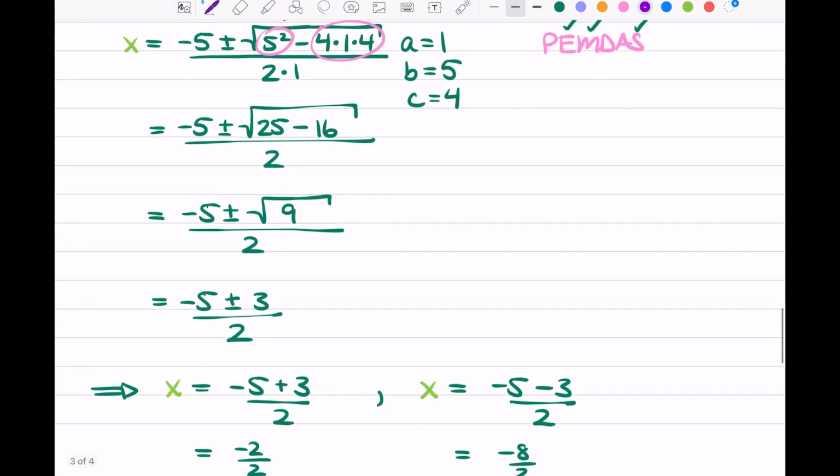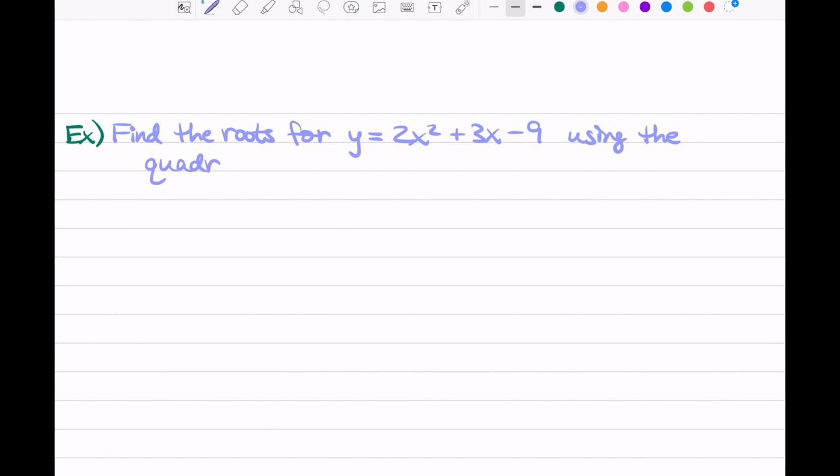Let's try one more example of the quadratic formula, just for practice. Find the roots for y equals 2x squared plus 3x minus 9 using the quadratic formula. So here we're told specifically to use the quadratic formula. Let's go ahead and write that out.